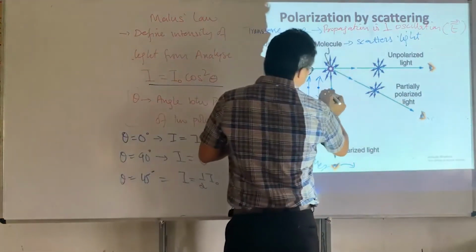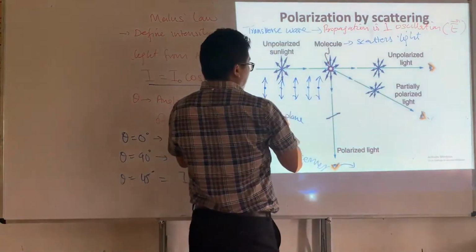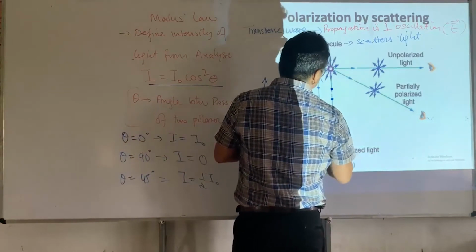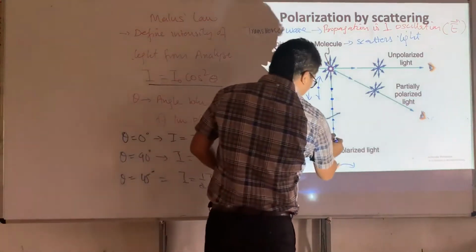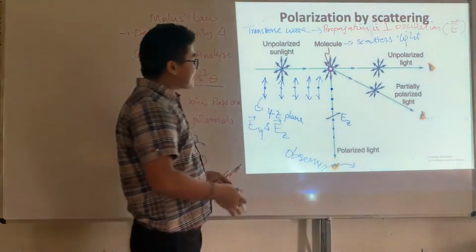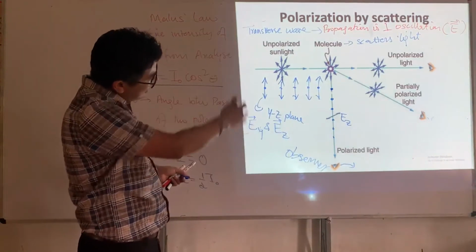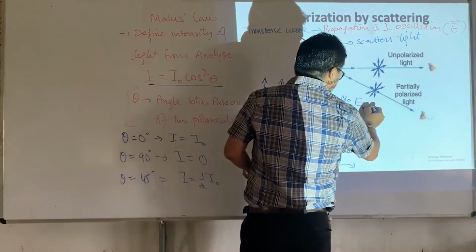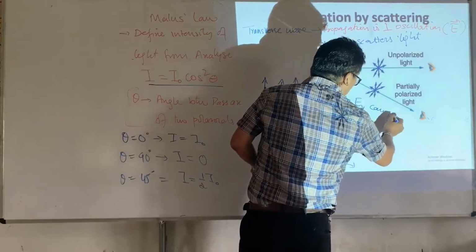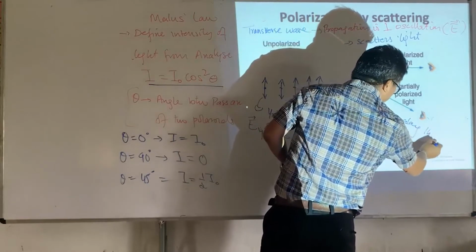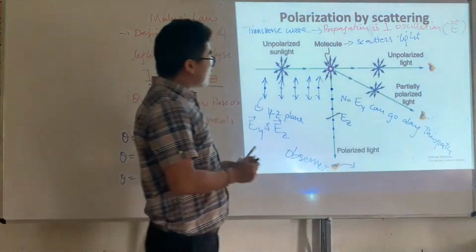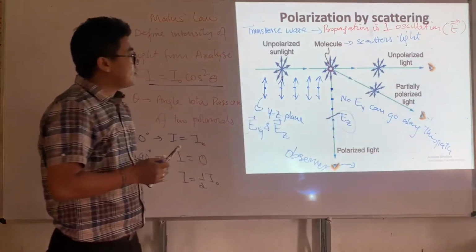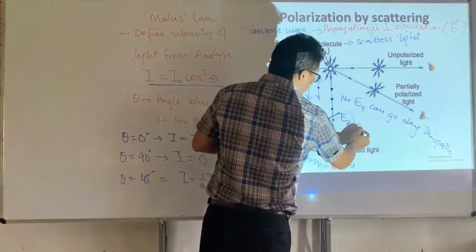So therefore, what we get is this part of the electric field. Only this electric field, that is the z-axis electric field, would pass through this path. All right? So no y-axis electric field can go along this path. So when you observe this, you will see only this electric field. And when you see only this electric field, it is polarized light.